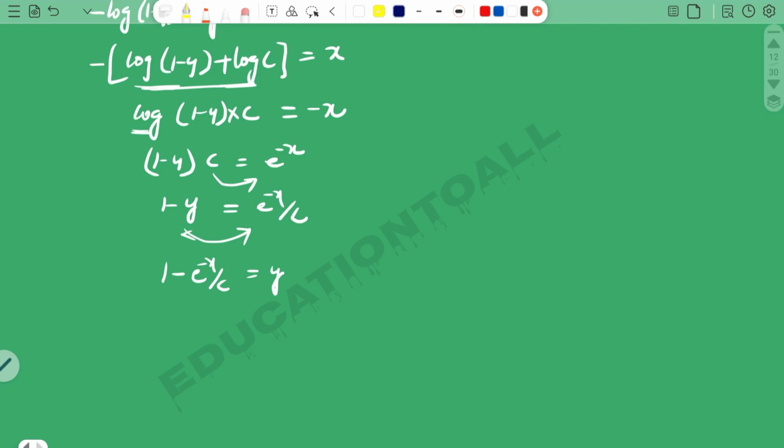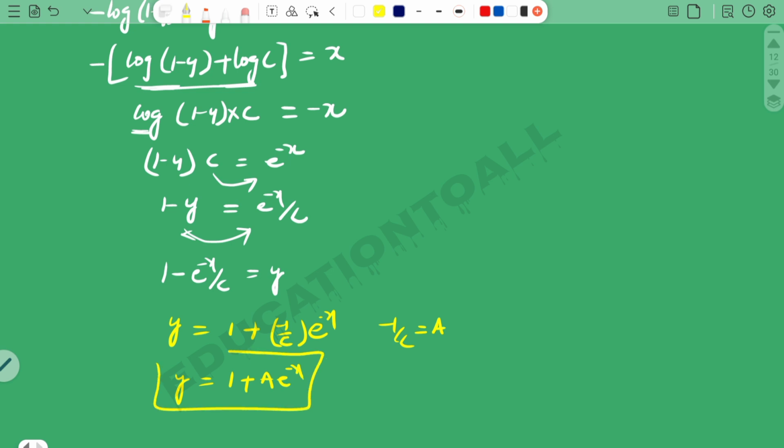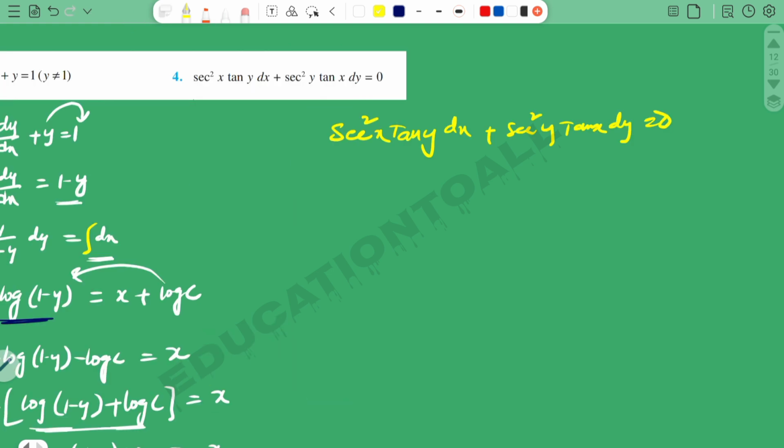And I'm writing this entire content as y is equal to 1 plus, I'm writing the constant, minus 1 by c into e power minus x. And this minus 1 by c I can just consider as a, and replacing, y is equal to 1 plus a into e power x. So this is the required general solution of the given question.